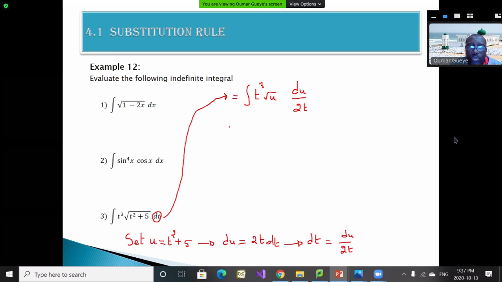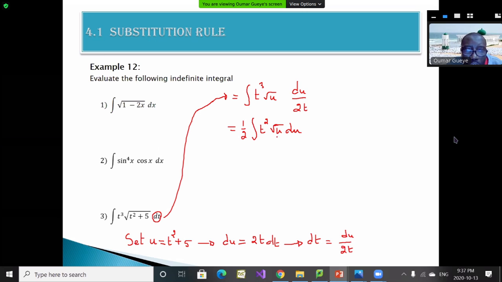Now I'm ready to take the 2 out. I'll get 1 over 2 integral of, but you guys can see here I have t cubed and t. I can simplify by t. It becomes t squared root of u. Is it okay for you guys? Yeah, makes sense. Thank you.